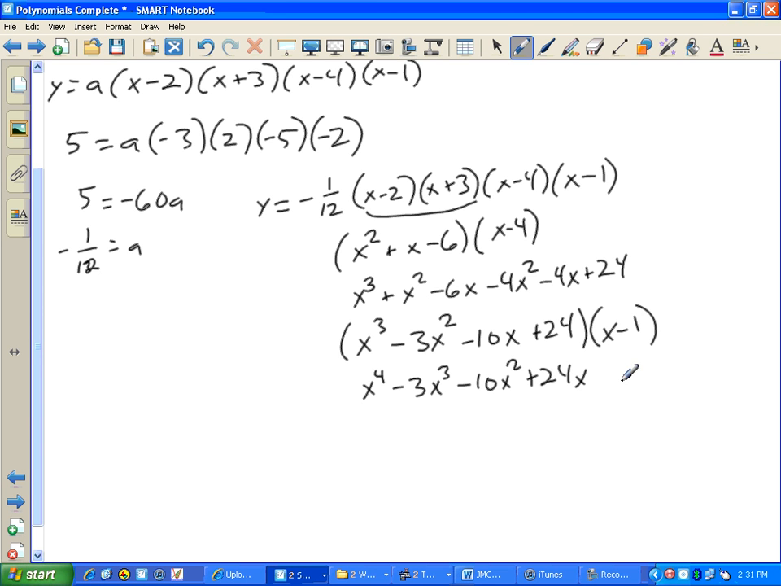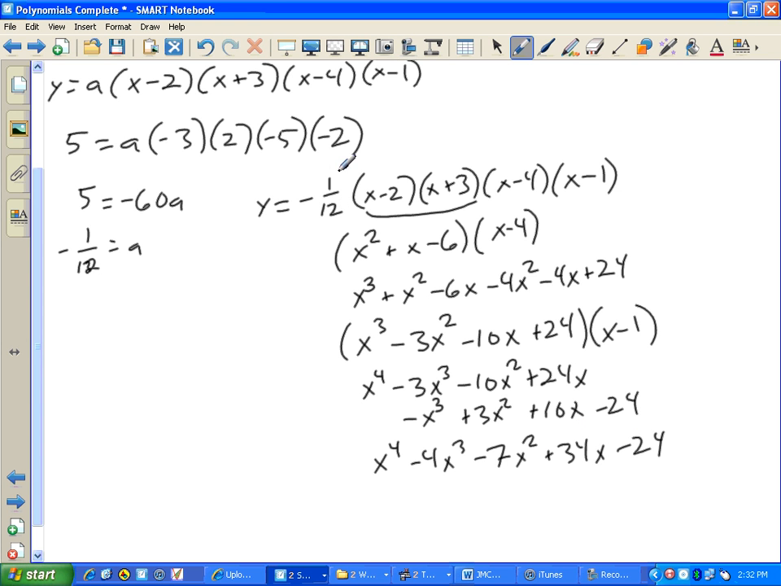Once I put the -1 in, I'm going to get minus x cubed plus 3x squared plus 10x and minus 24. So when I add these up, I get x to the 4th minus 4x cubed minus 7x squared plus 34x minus 24. And the last thing is to distribute my -1/12.